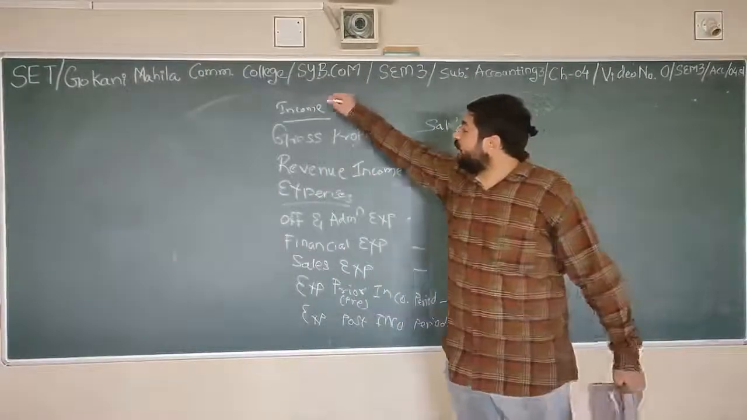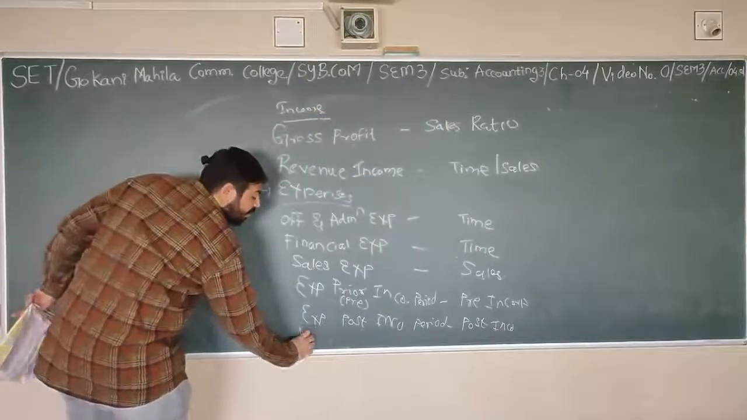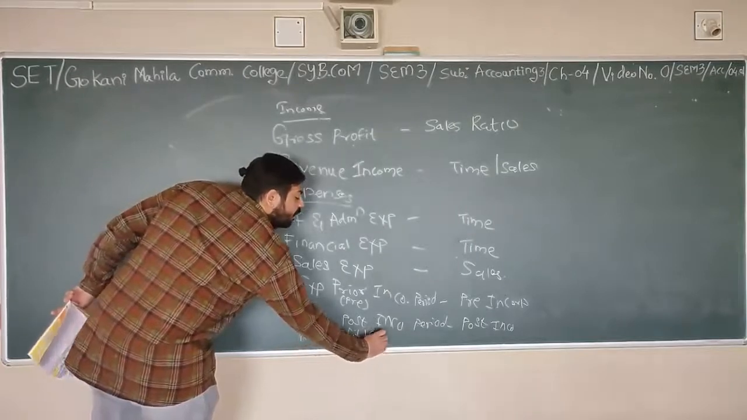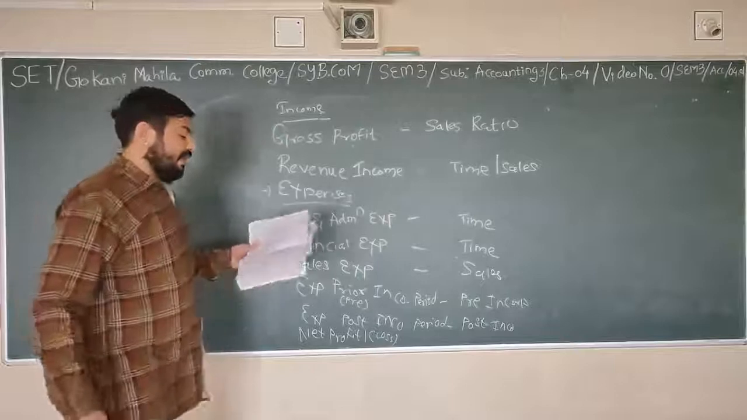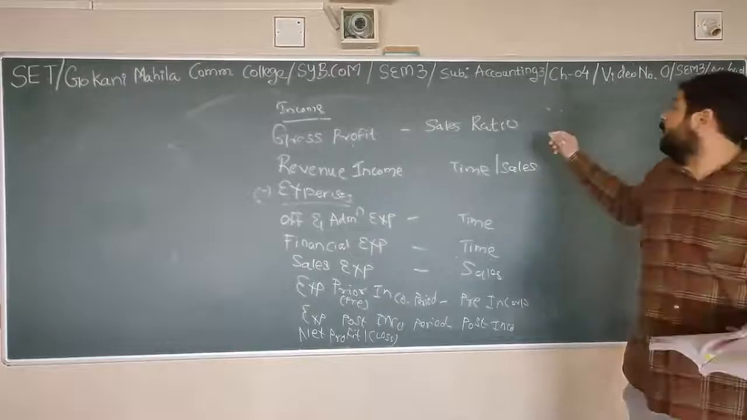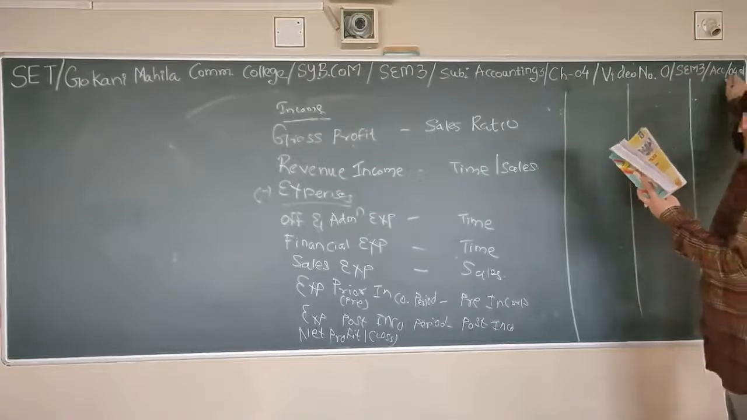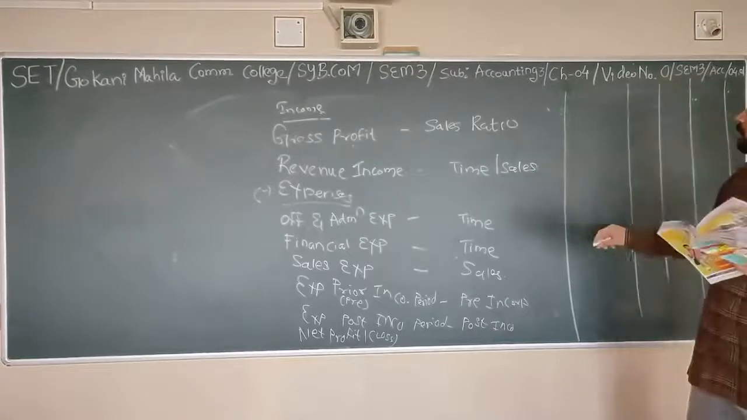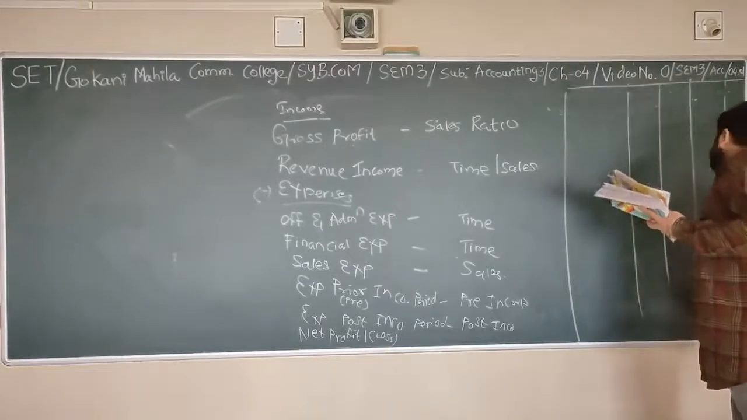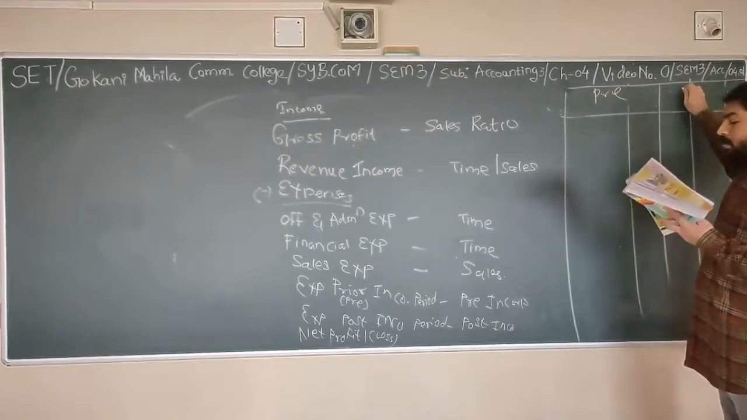Then from income we subtract expense. If we get a positive answer, we get net profit. If we get a negative answer, we get net loss. That is income minus expense. So here we are closing two columns. This is our pre. This is our post.